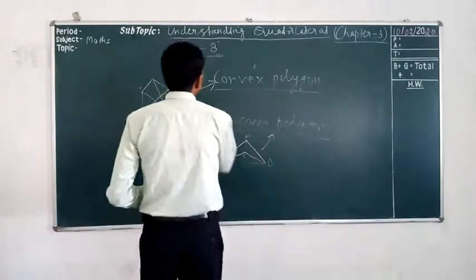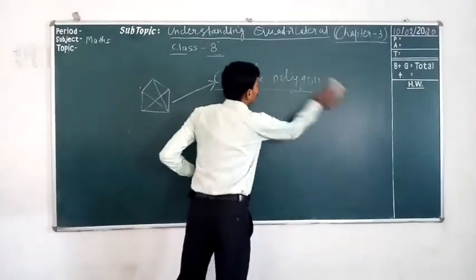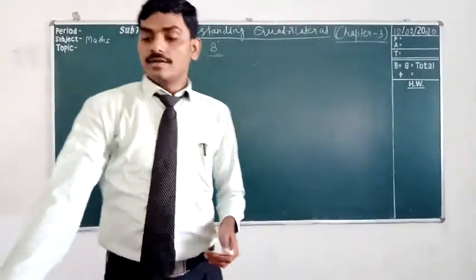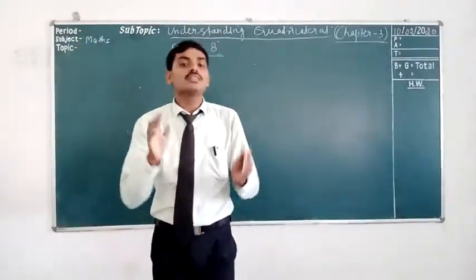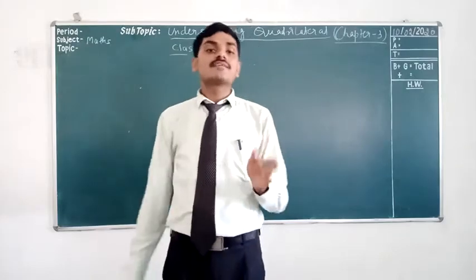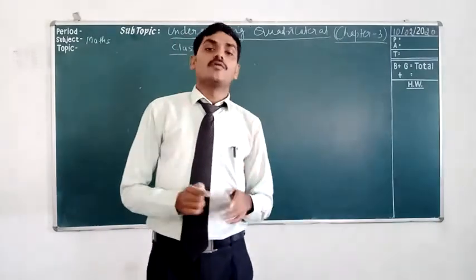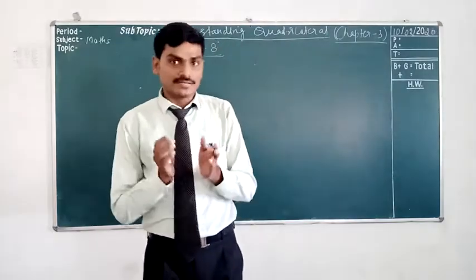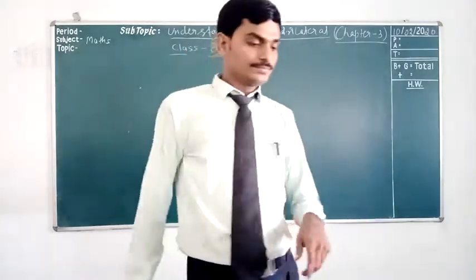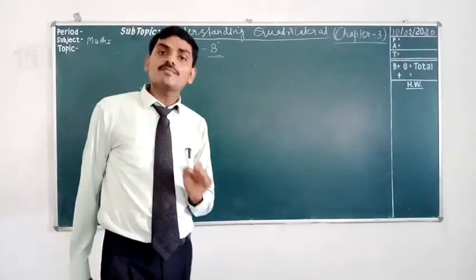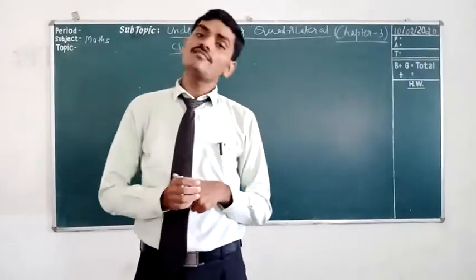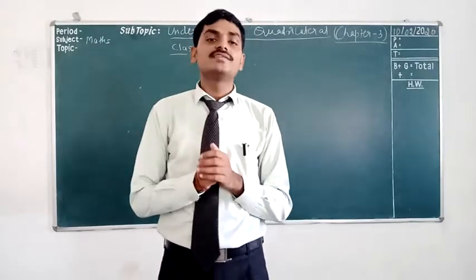Now what is a regular polygon? In any polygon, if all the sides are equal, then we say it is a regular polygon. And what is an irregular polygon? If any side is different from the other sides of a polygon, then we say it is an irregular polygon.